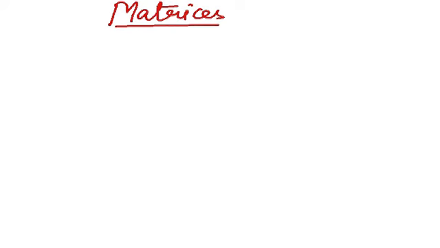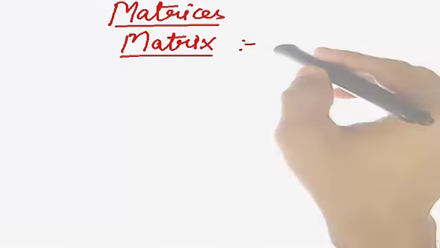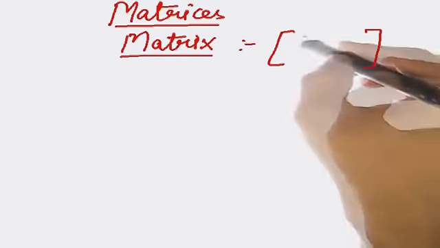The topic we are going to discuss today is matrices, which is the plural of the word matrix. First of all, what a matrix is. A matrix is a representation of some numbers in a table like this.